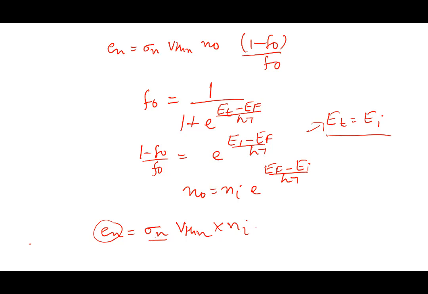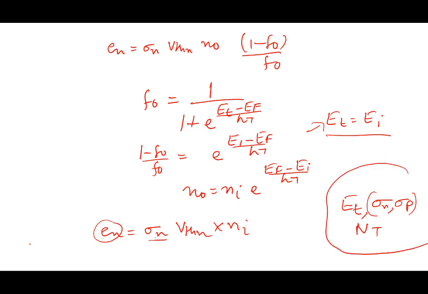So we are characterizing a defect level in terms of three important parameters here: ET, sigma, and NT, and sigma, of course, would be sigma n and sigma p. This is how we are characterizing, and we are saying with these we can determine the capture rate and the emission rate and all of that.